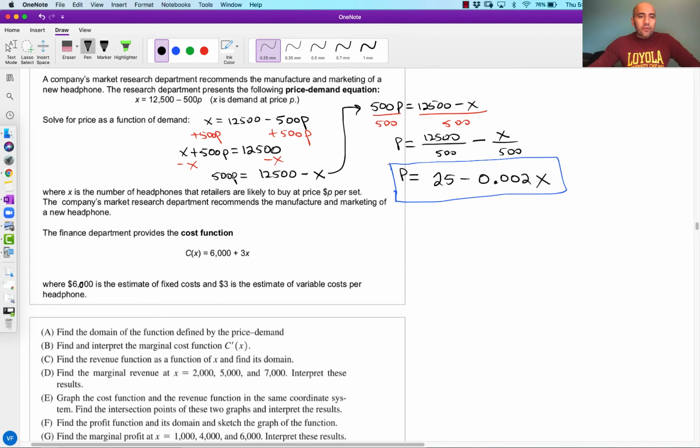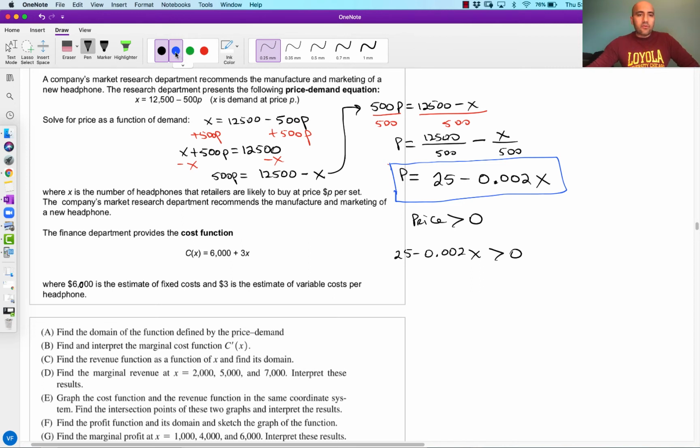Okay, so if we look at this relationship here, we have p equals 25 minus 0.002x. We want that to be greater than 0. So we want the price to be greater than 0. So that means that this must be greater than 0. So 25 minus 0.002x must be strictly greater than 0.